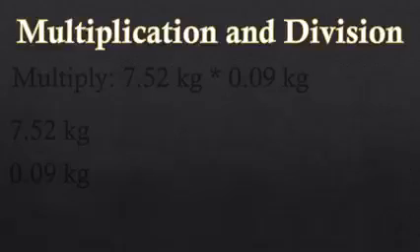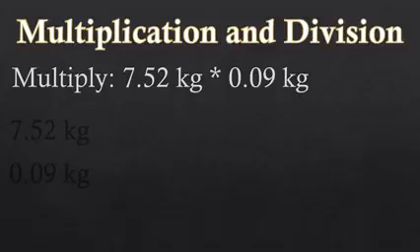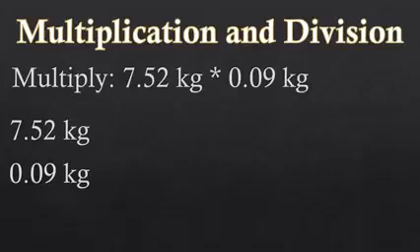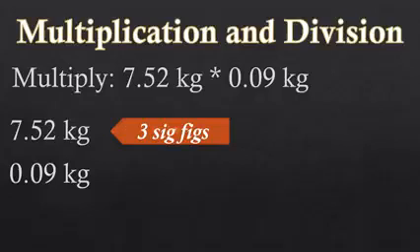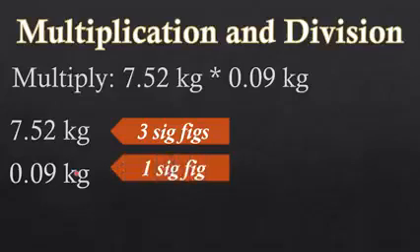Example. Multiply 7.52 kilograms times 0.09 kilograms. So let's analyze the given. We have 7.52 kilograms and we have 0.09 kilograms. So in 7.52 kilograms, meron tayong 3 significant figures. In 0.09, meron tayong isang significant figure lamang, and that is 9. Okay, again, leading zeros are not significant. So the 0 and 0 here are not significant.